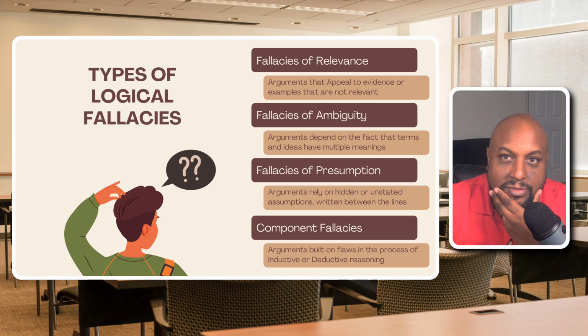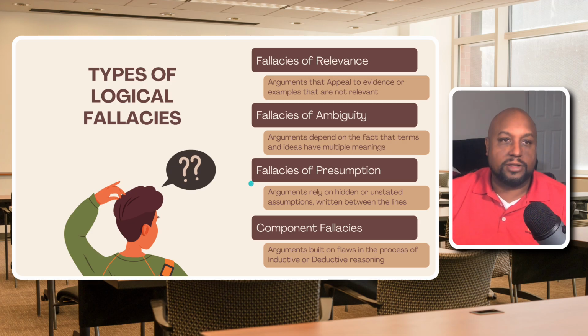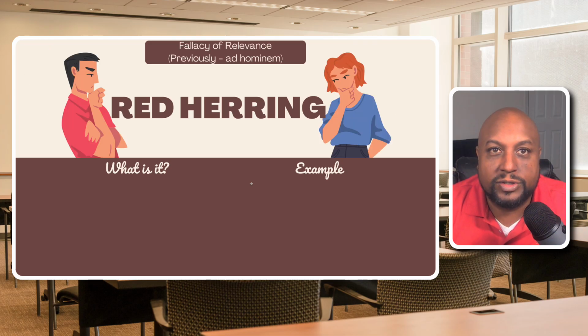Remember, these are logical processes, inductive and deductive reasoning. With inductive reasoning, you gather a bunch of evidence, and then you draw your conclusion. Well, if you have a problem with the way you gathered evidence, then you have a component fallacy, for example. All right, so a few examples, one from each category. First is the red herring. This is a fallacy of relevance.